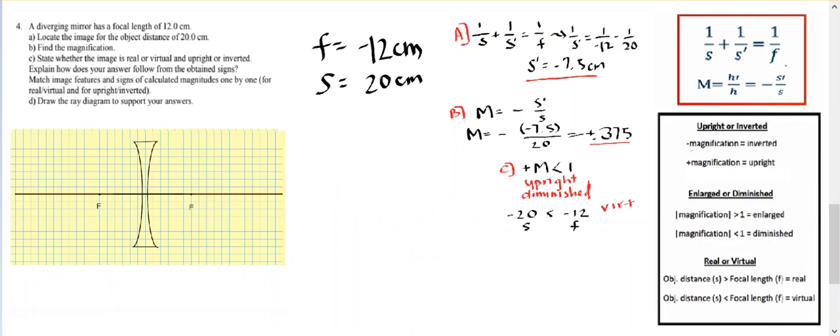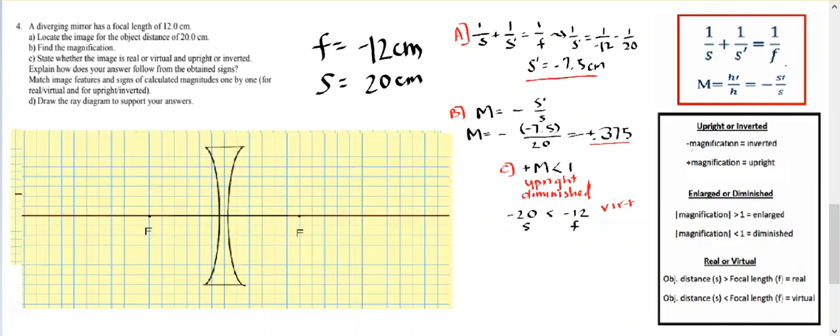Lastly, we are asked to draw the ray diagram that supports our answers. So in this diagram, we have the diverging mirror drawn and two focal points set. We know that the focal points are each at negative 12 and positive 12. The image distance is negative 20. And from there we can draw our three rays. So the first ray we want to draw goes from the top of the object to the center and then continues outward through the focal point.